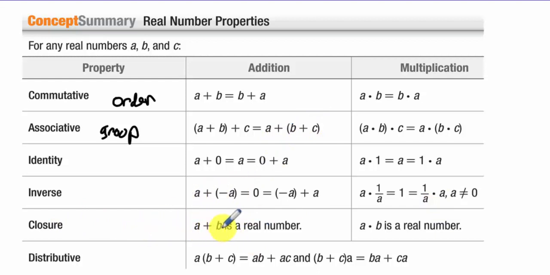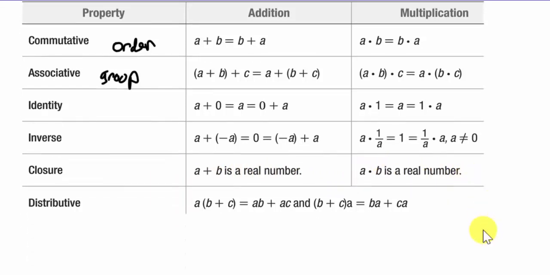If you add 2 real numbers, then their sum is a real number. You multiply 2 real numbers, their product is a real number as well. Distributive property means if you take a term multiplied by the sum of two terms, that's equivalent to the product of that term and the first term added to that term and its product with the second term.